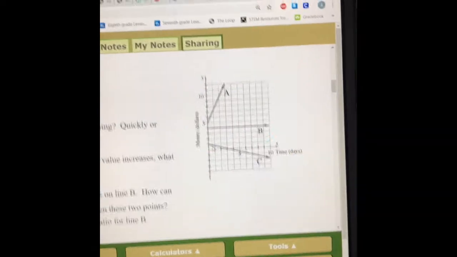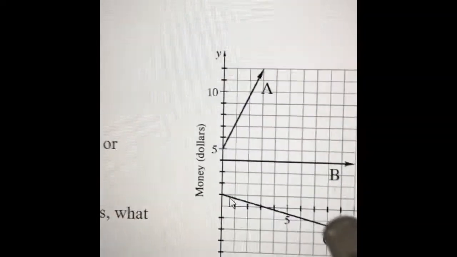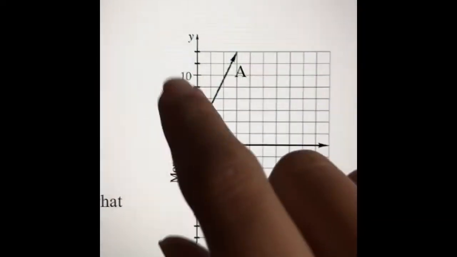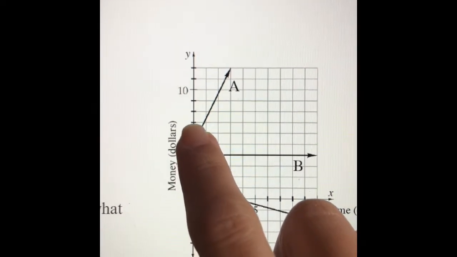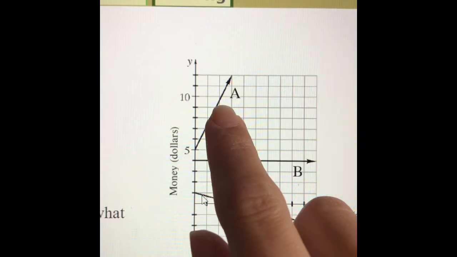Part D says, recall that the units for the change in y are the same as the y-axis, and the units for the change in x are the same as the x-axis. What are the rates of growth for lines A and C? So it's asking us for the slopes of A and C. For A, I did a couple of trial and error. It goes up 2 over 1, but then it doesn't do a nice even one again.